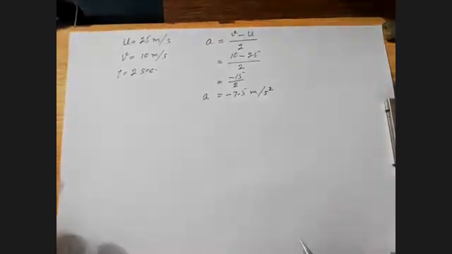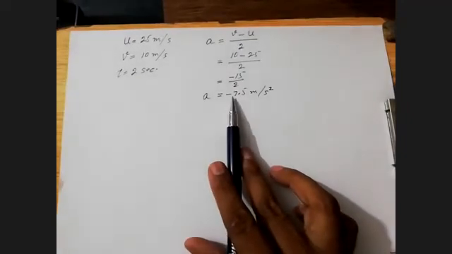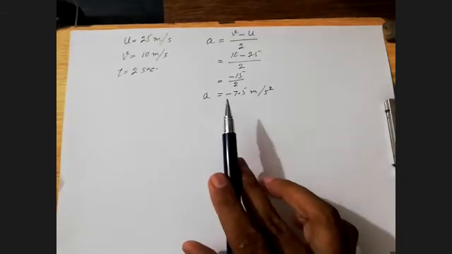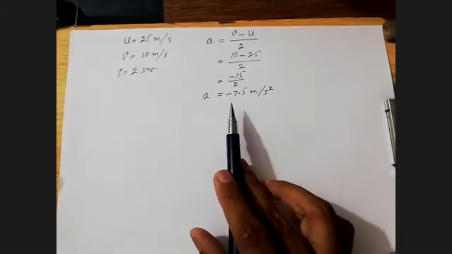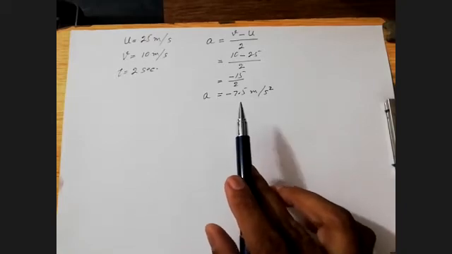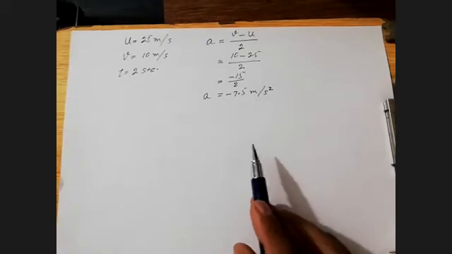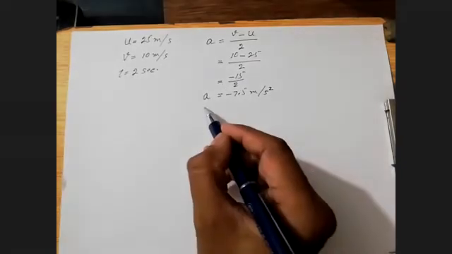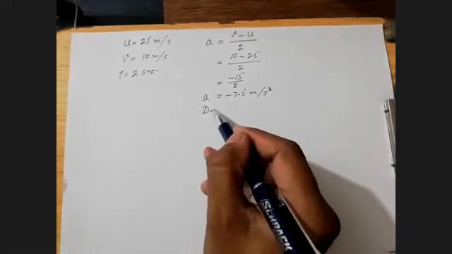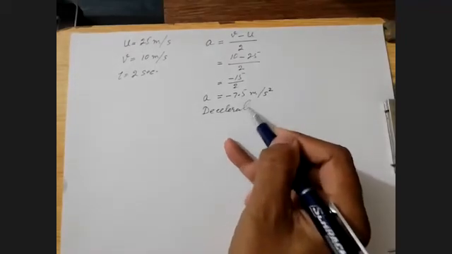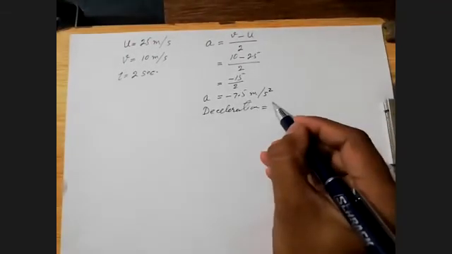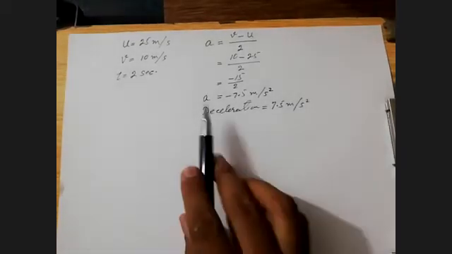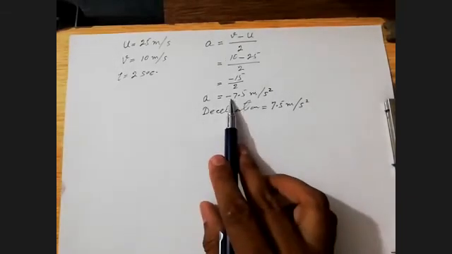Although if we are writing the same symbol, a, acceleration is equal to minus 7.5 meter per second square. So from this negative sign, you will conclude that the body is decelerating, or you can say that the velocity of the body is decreasing. So if you are writing the word deceleration, then you will have to write 7.5 meter per second square. If you are writing acceleration, then you will have to mention this negative sign.